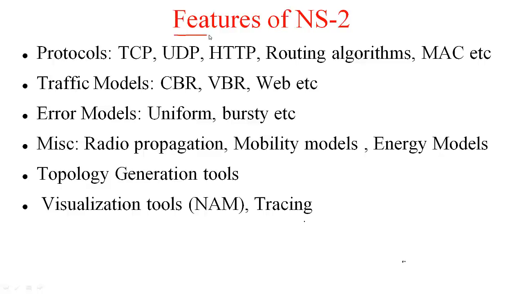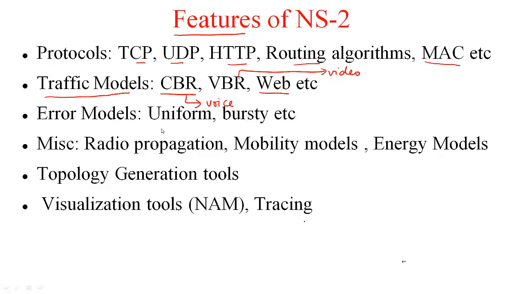ns2 provides a variety of features. It has protocols implemented as part of it, so you can experiment with TCP protocols, UDP protocols, HTTP protocols, routing protocols, media access control protocols, and so on and so forth. Naturally, you need applications that generate data that drive these protocols, so ns2 provides various traffic models. It provides web traffic models, and it provides constant bitrate traffic models. CBR is useful to model voice traffic, and variable bitrate is used to model video traffic.